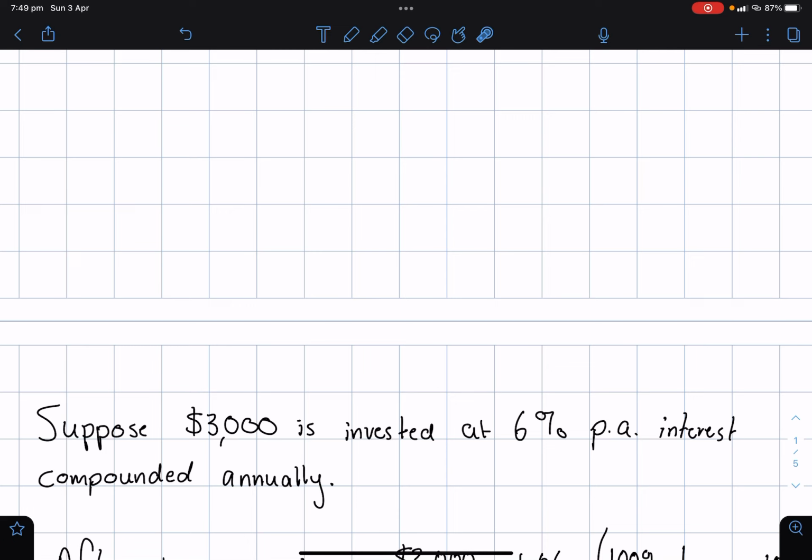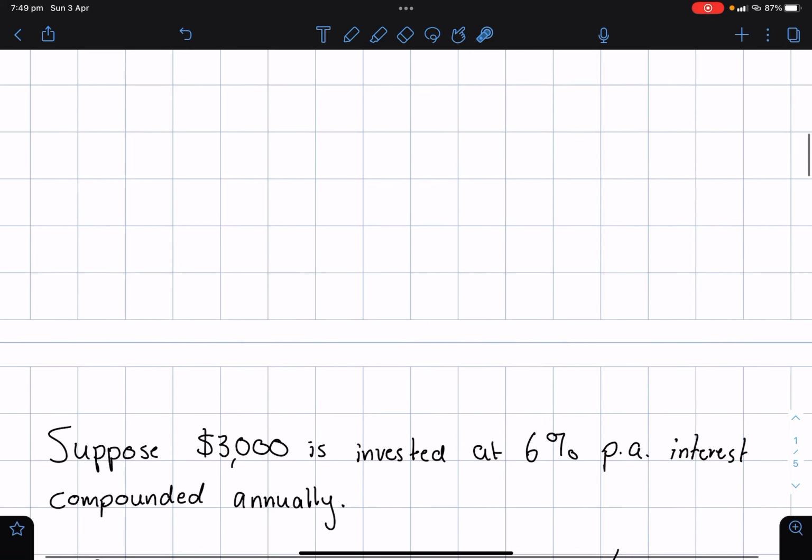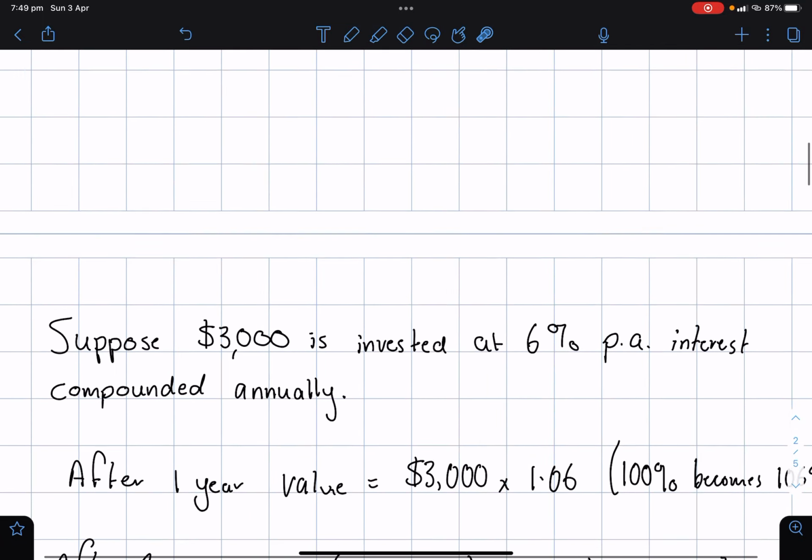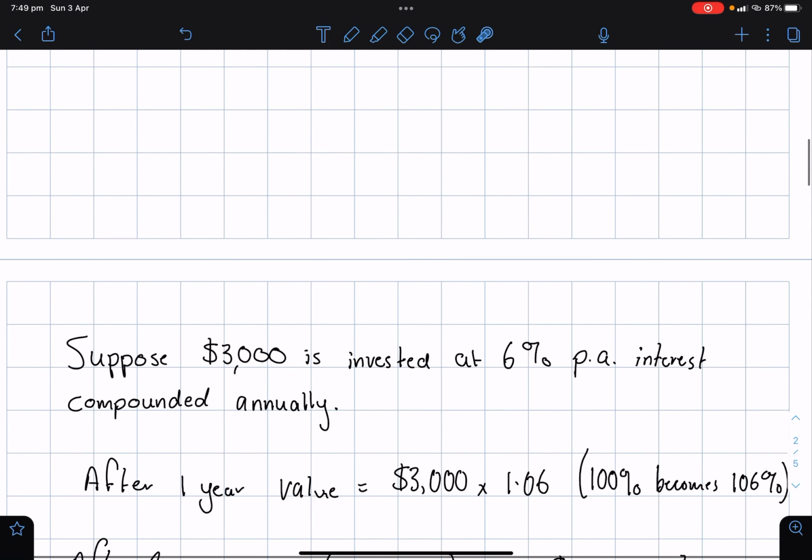Suppose $3,000 is invested at 6% per annum and the interest is compounded annually, okay? With these questions, please make sure you are checking if it's compounded interest or simple interest. It's really key to make sure we're reading the questions. After 1 year, the value equals $3,000 times by 1.06. If we just times by 0.06, like the 6% would indicate, we're actually going to lose money. So we need to times by 1.06 as 100% becomes 106%, because we're increasing by 6%.